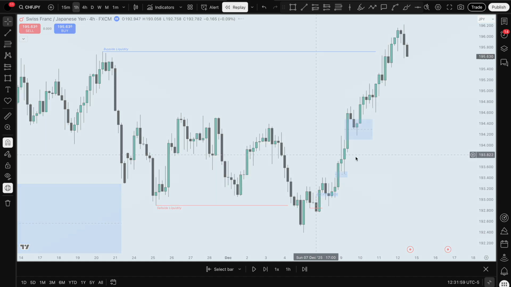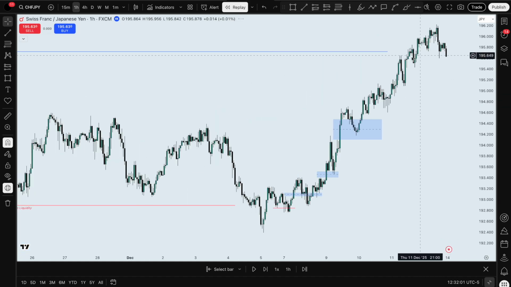And if you take a look at the H1, for example, you have a lot more PD arrays. Can be a little bit overwhelming for you if you're a beginner, so that's why we use time frame alignment to basically make our life easier, right?